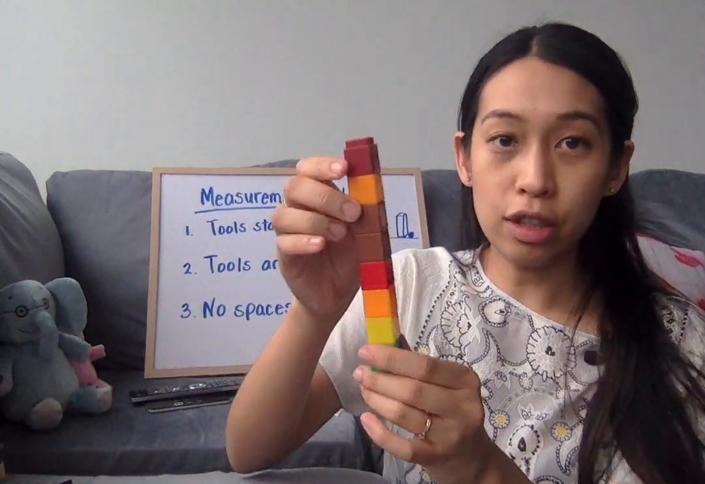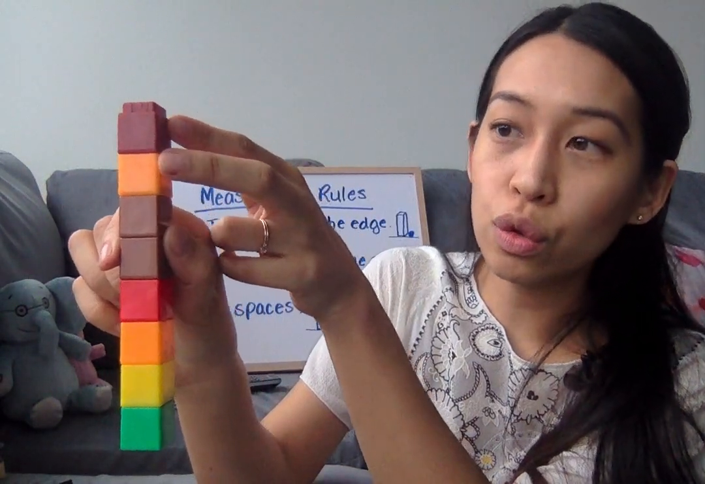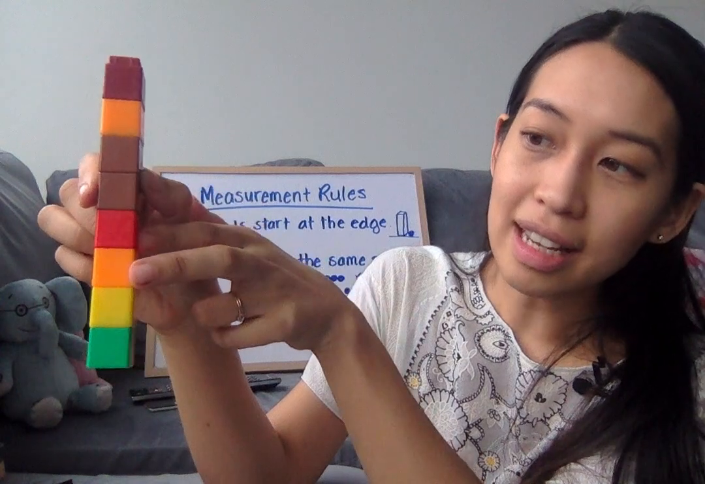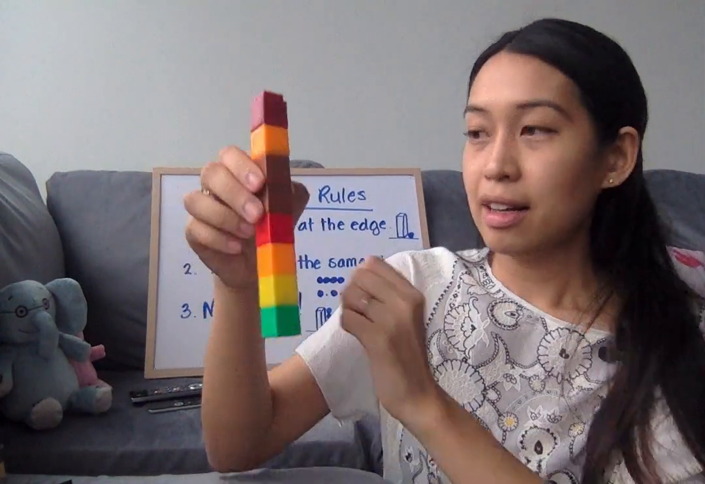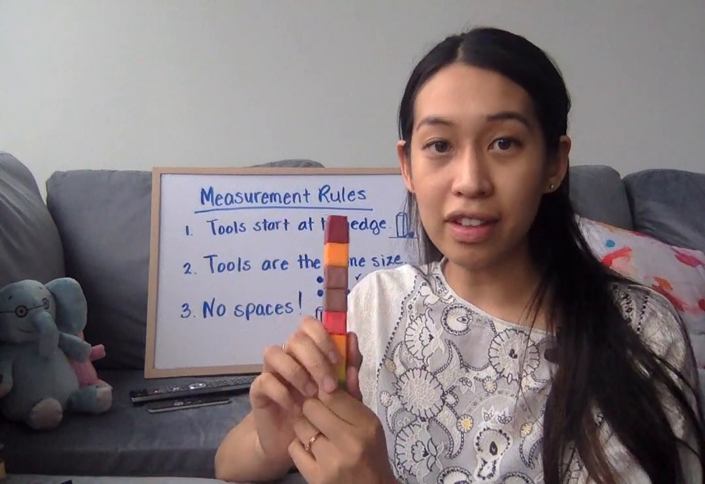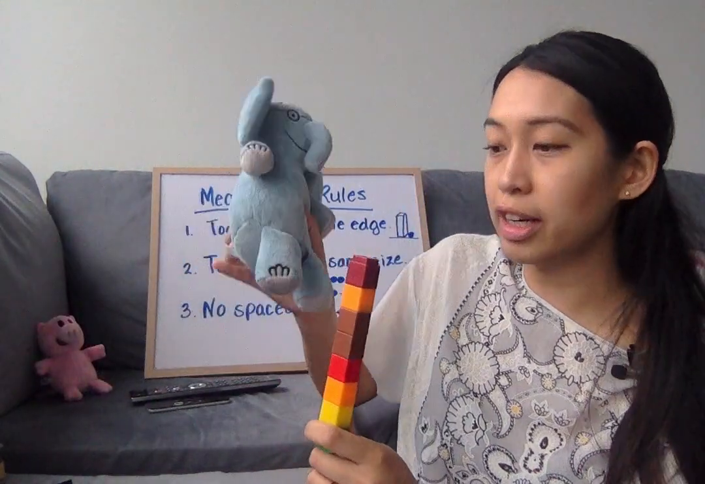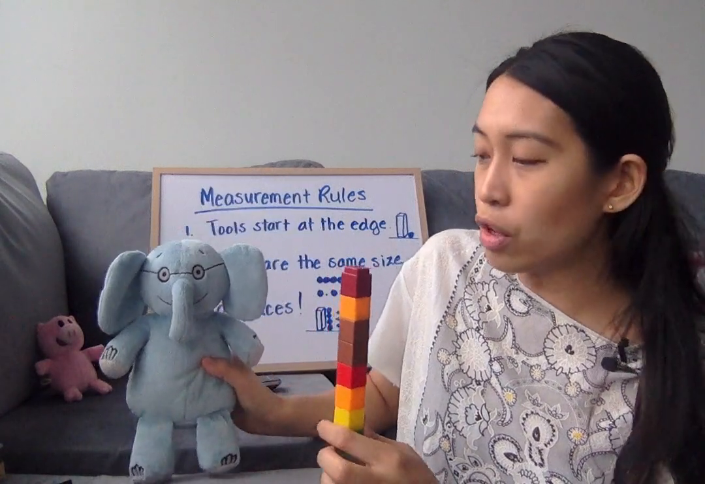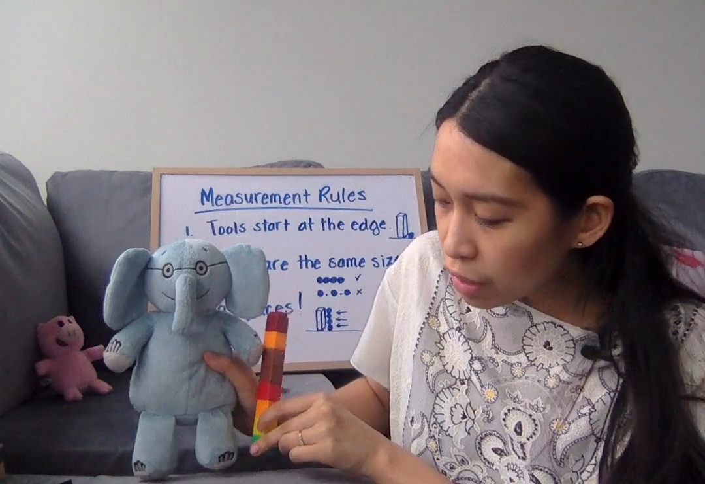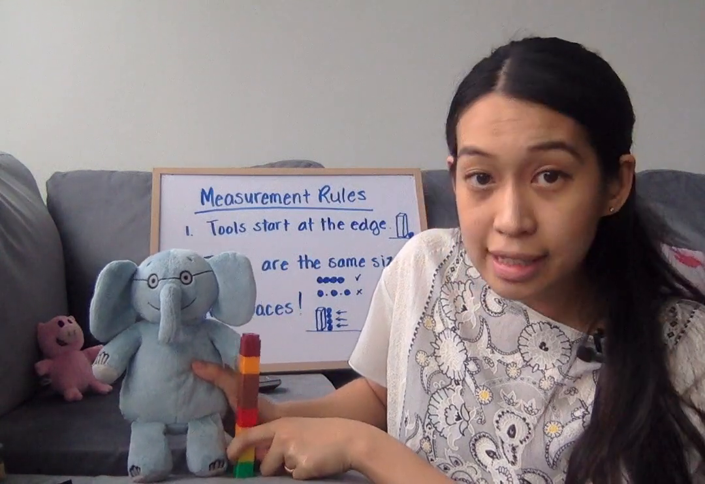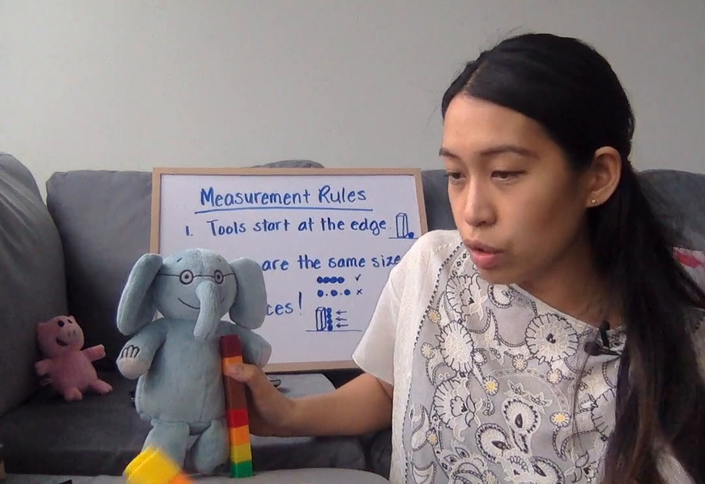Let's see how many units we have here. Let's skip count by 2's. 2, 4, 6, 8. 8 units. Let's see how tall elephant is using our Unifix cubes. So we're going to measure the height, how tall he is. We got to make sure that our measuring tool is always starting at the edge of where he is standing, and it has to be straight. So I still need more cubes.